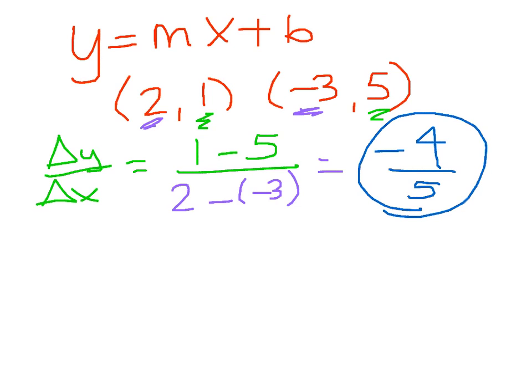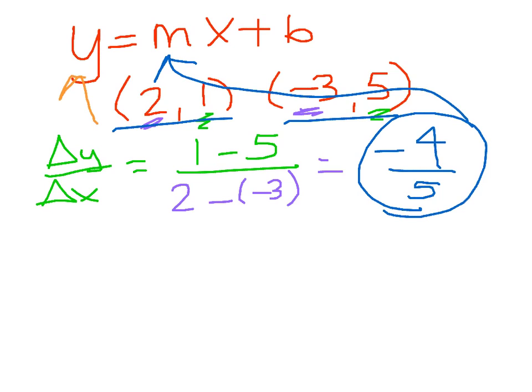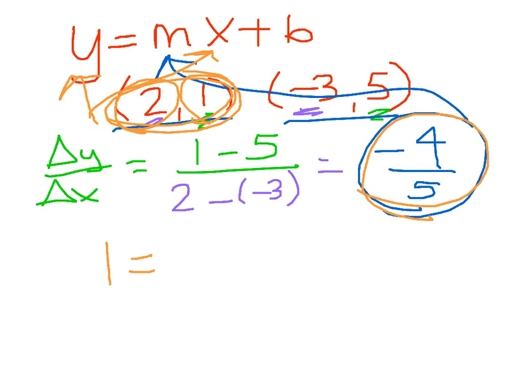So that's my slope. Now that I know the slope, I can plug the slope in for m into the equation. Since I have 2 different points, I can pick either one and plug one of them into the equation for y and for x. It doesn't really matter which one I use, I'll still get the same answer in the end. So let's just go ahead and use this first point. So what I'm going to do is replace the m with the negative 4/5. I'm going to replace the y with the 1 and the x with the 2. So I get 1 equals negative 4/5 times 2 plus b.